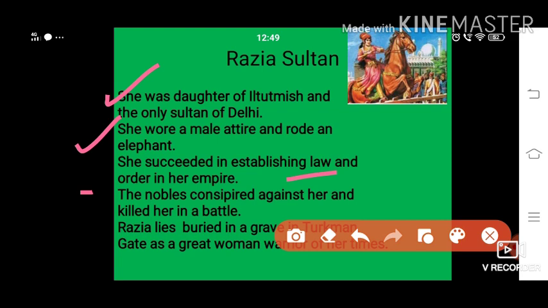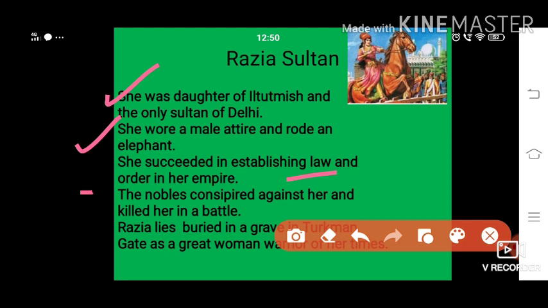Her reign was full of problems as she faced many rebellions from the nobles of her dynasty. As I told you earlier, her brothers and nobles, none of them were happy that she was ruling independently. Because of this, she faced many rebellions and many problems. She succeeded in establishing law and order in her empire.